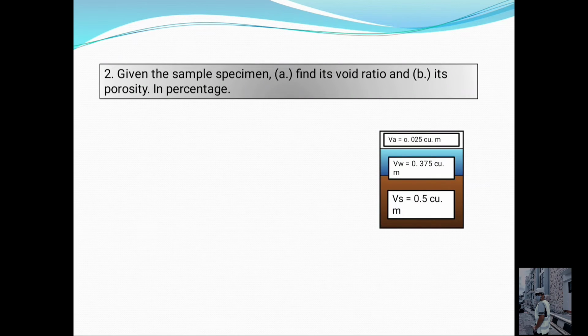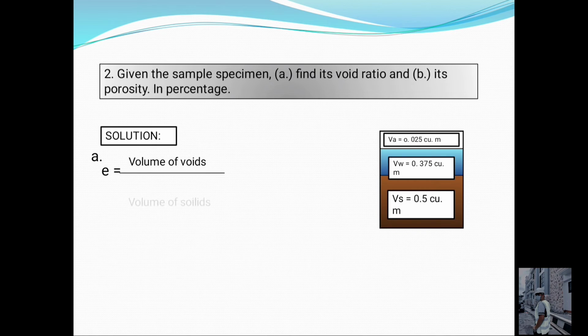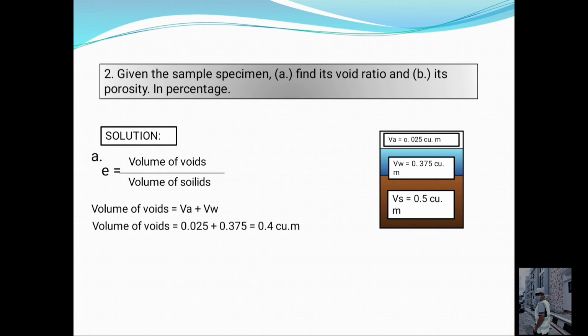And next, sample number 2. So we have a given sample here with the given volumes. So the question, letter A, is to find its void ratio. The formula of void ratio is e equal to the volume of the voids all over the volume of the solids. So the volume of the voids is simply the volume of the air plus the volume of the water. So by substituting, we can get 0.4 cubic meter for the volume of the voids.